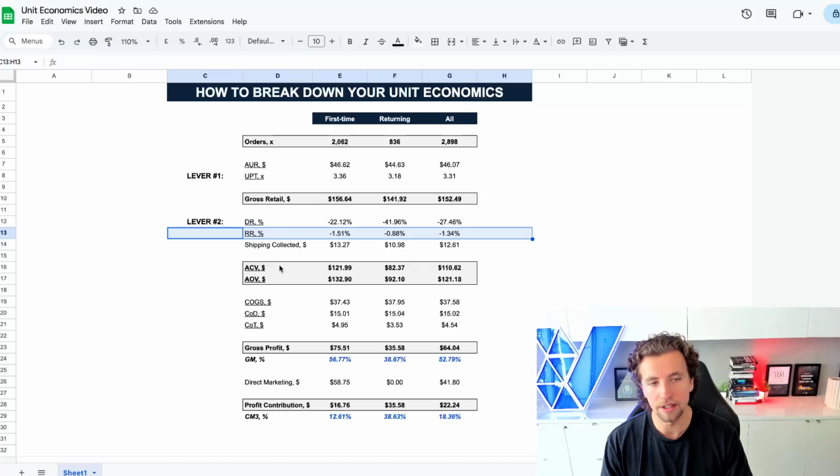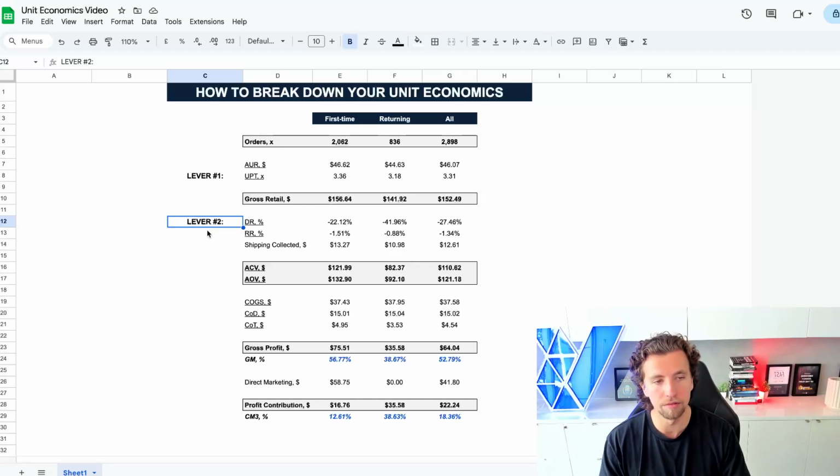Next one is return rates. This isn't going to be huge for most brands. This is very rarely going to be a big lever. For some brands, it is. 1 in 40 that I look at, return rates are an opportunity, but most it isn't.